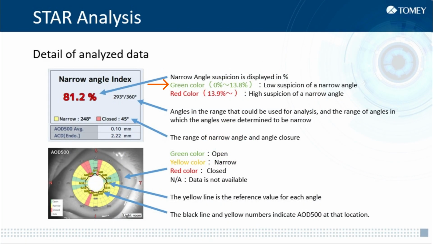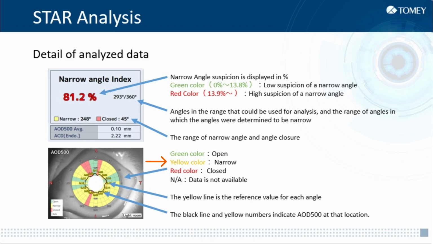In the narrow angle index area, the narrow angle suspicion is displayed as a percentage. If it is between 0 and 13.8%, it is displayed in green, indicating that there is low suspicion of a narrow angle. If it is 13.9% or higher, it is displayed in red, indicating that there is a high suspicion of a narrow angle. The numbers next to it indicate the total angles that could be used for analysis as well as the angles which were determined to be narrow. In addition, the total angles of narrow angle and closed angle are shown below.